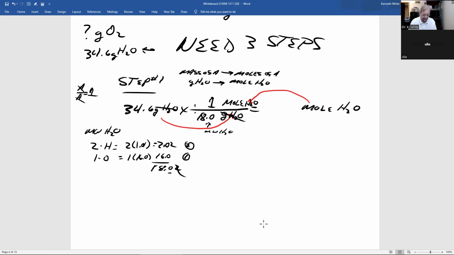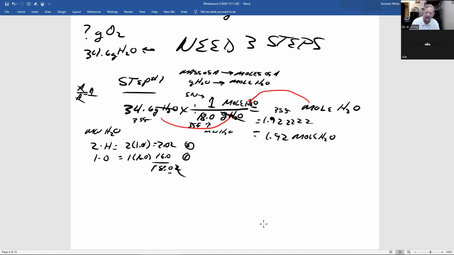Clear my calculator, 34.6 divided by 18.0. And my calculator gives me the number 1.922222 times 10 to the 0. This rounds off. Notice this is 3 significant figures, 3 significant figures, exact number. So this should be 3 significant figures, which is 1.92 moles of water.